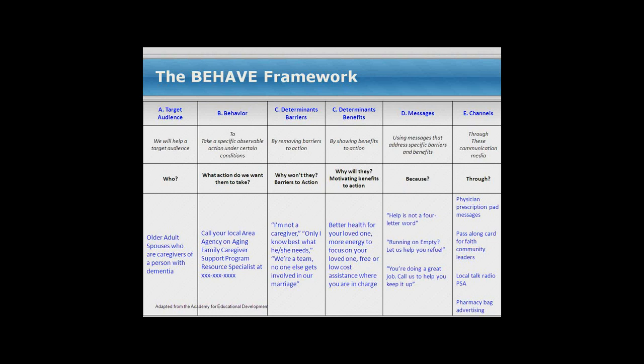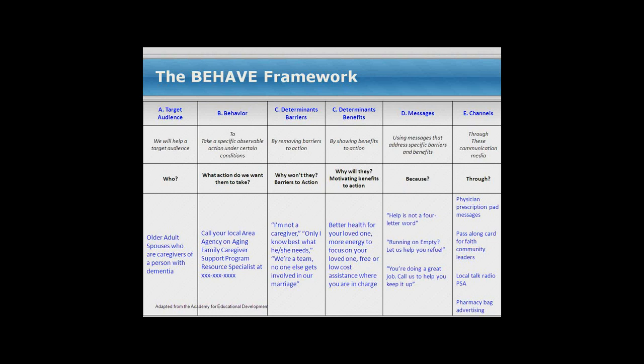They're going to doctor's offices. They're taking their loved ones for appointments. They might be participating in a faith community. They might have a chance to listen to something on the radio, or they are picking up prescriptions for their loved one. All of these are possible channels if we are complete in our messages and identify what benefits are possible for them by accessing our programs or services. They will be able to take an action that we have specifically told them we wanted them to do.